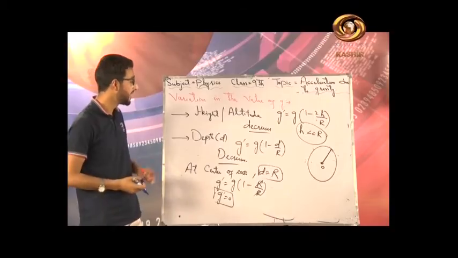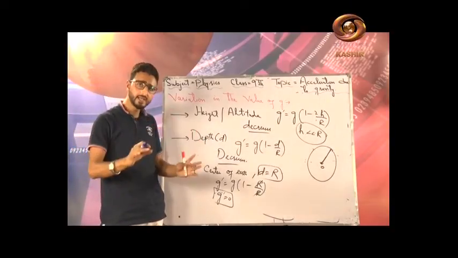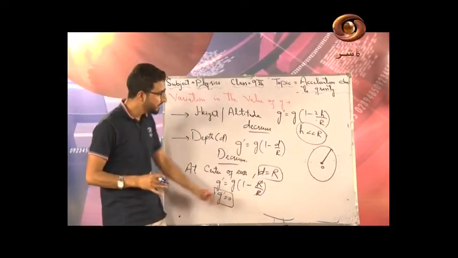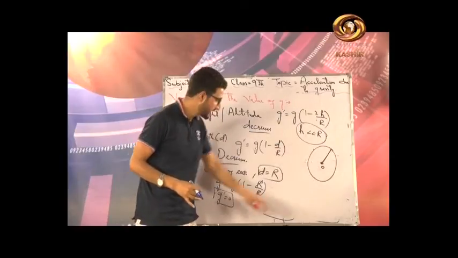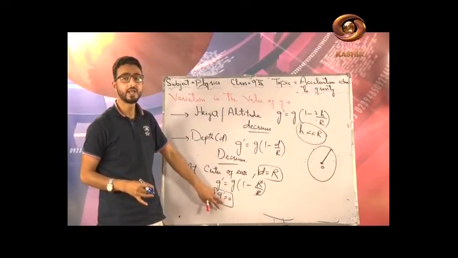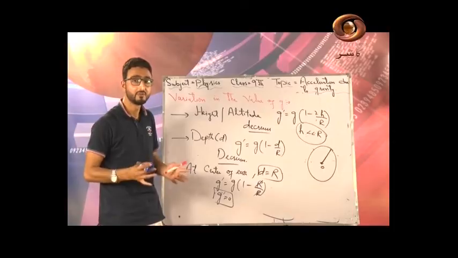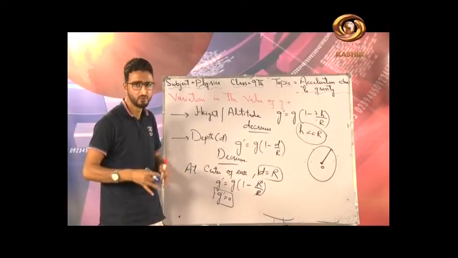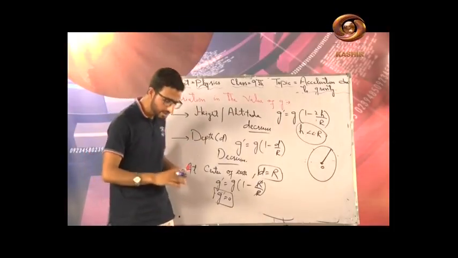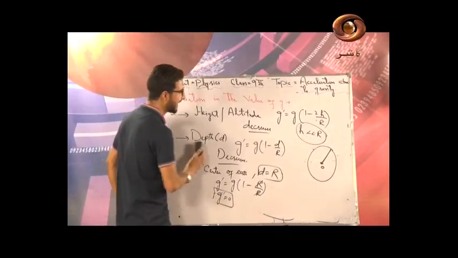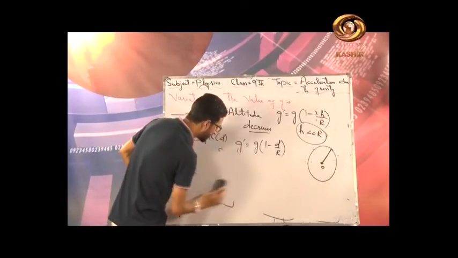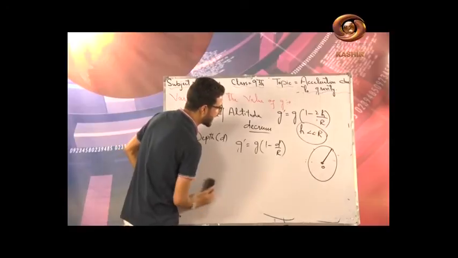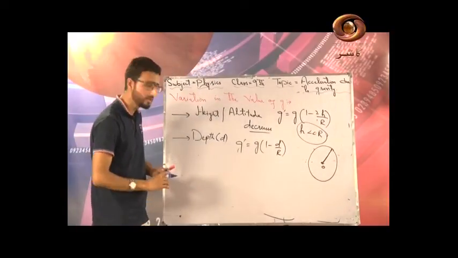And remember this interesting fact: acceleration due to gravity decreases with depth, and when we reach the center of the Earth, the acceleration due to gravity becomes 0. What will be the weight at this very point? Obviously 0. So this is the variation of g with height and depth.